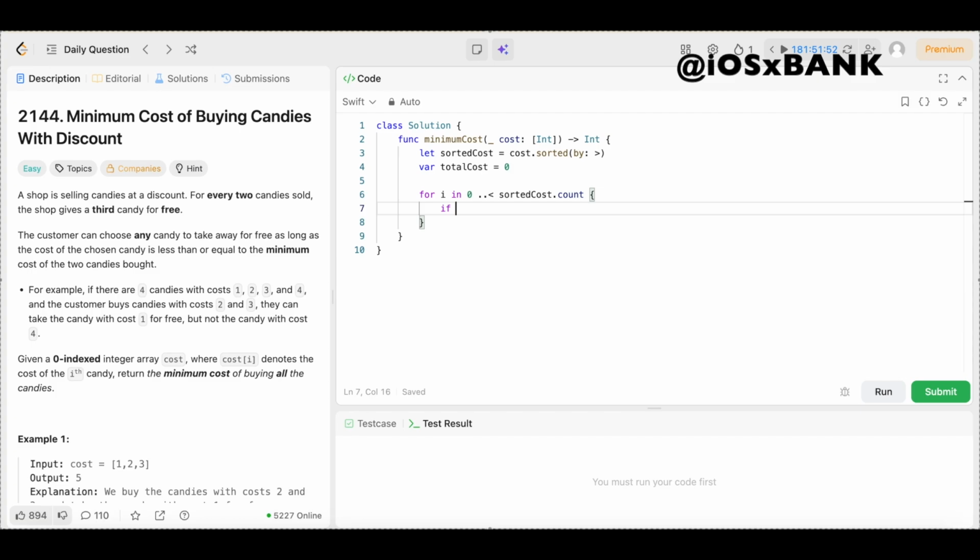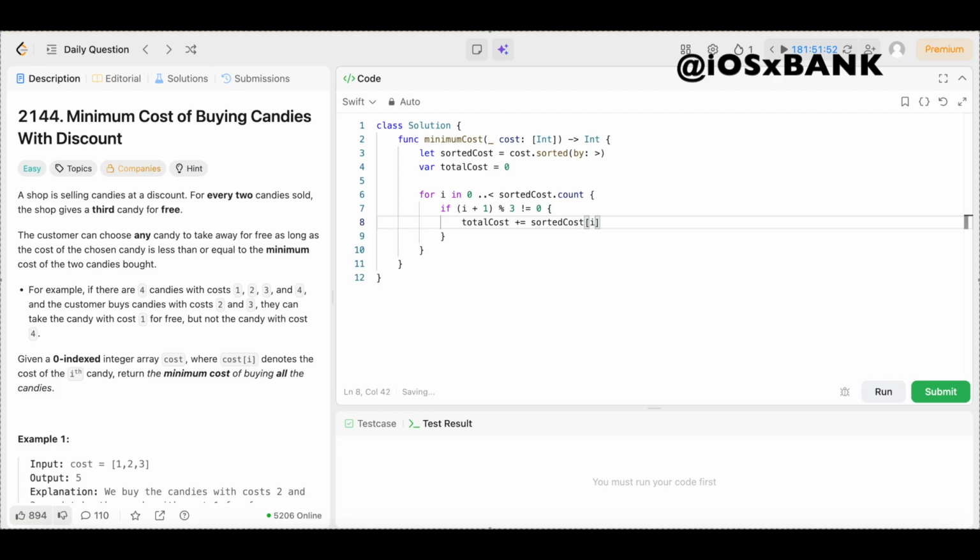So we'll say if, open up the parentheses, i plus 1, come outside of that, mod 3, that means when we divide it by 3, it has a remainder that does not equal 0. So once again, if (i plus 1) mod 3 does not equal 0, then we'll add the sorted cost to the total cost. So we'll say total cost plus equals sorted cost, square bracket i.